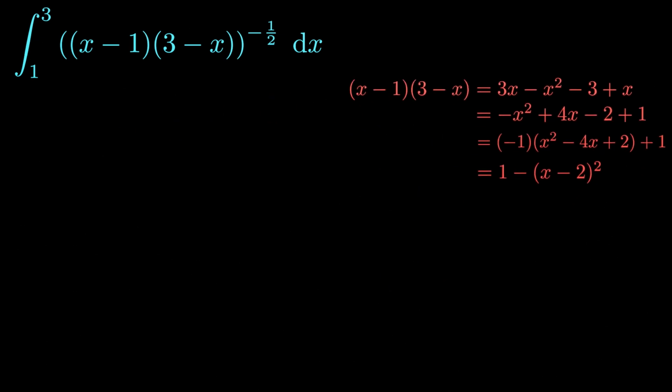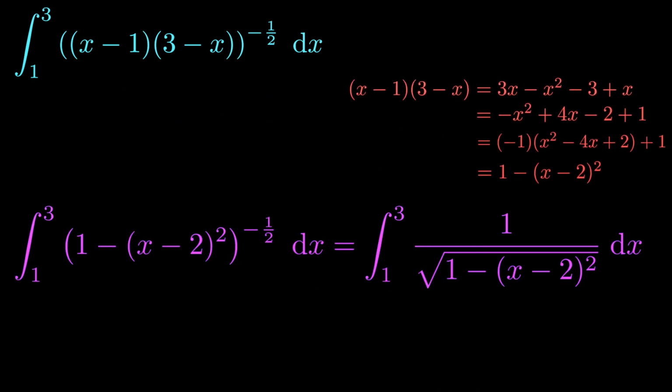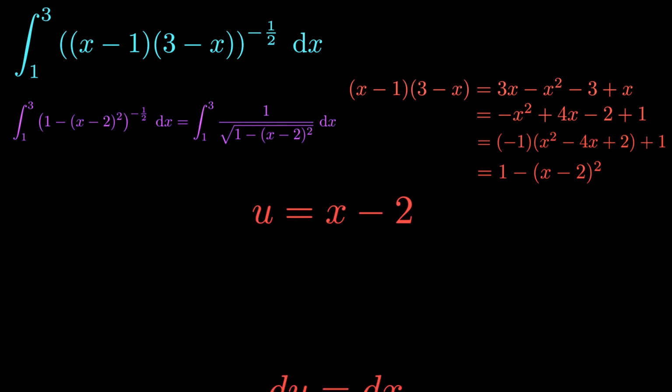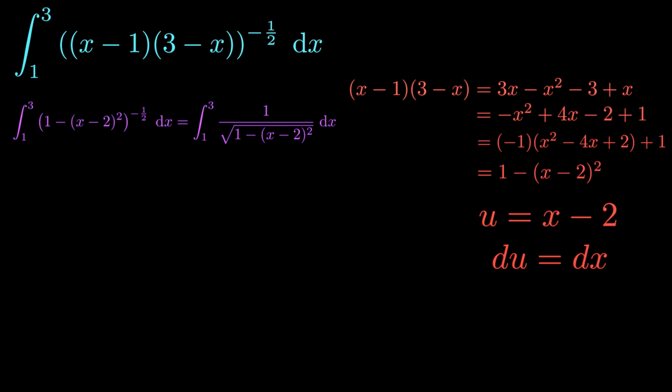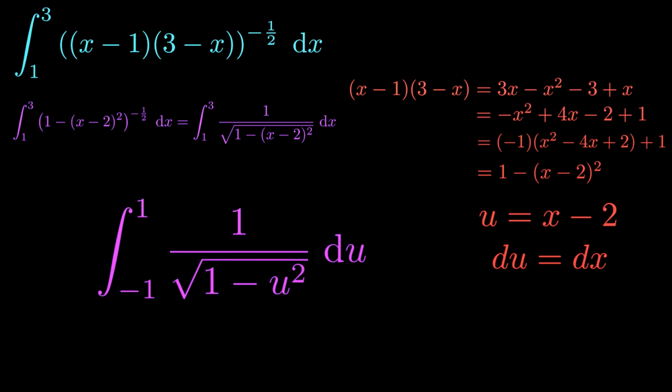This allows us to rewrite our integral as the integral from 1 to 3 of 1 divided by the square root of 1 minus (x minus 2) all squared, dx. Let's set u to be equal to x minus 2, and differentiating both sides we have du is equal to dx. The reason for doing so is it just makes the problem look a little bit cleaner. So we have the integral from minus 1 to 1 of 1 divided by the square root of 1 minus u squared du. Notice we've changed the limits of integration. We have to do that because we've made a substitution.